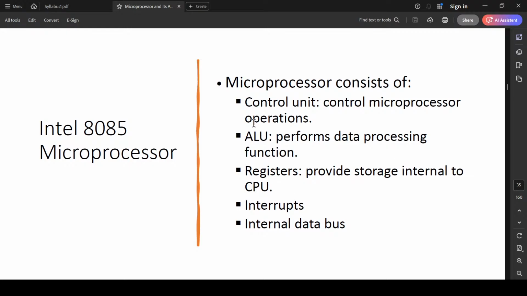We just learned all these things. The control unit controls microprocessor operations, the ALU performs the functions. Registers are memory locations which provide internal storage to the CPU. It is present inside the CPU. Interrupts and data buses, all these things are great.